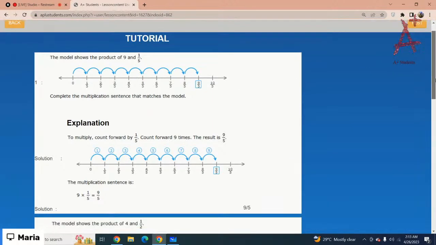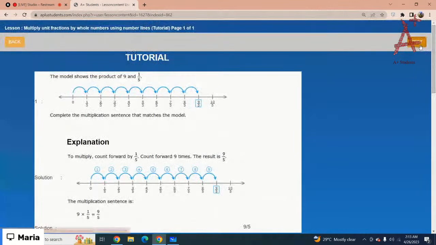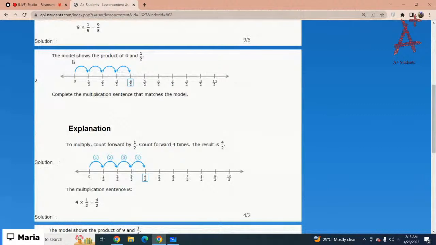Let's just do the practice questions. But here you don't have the practice questions, just a tutorial. So here you can see the model shows the product of 4 and 1 over 2. Complete the multiplication sentence that matches the model. So how do we multiply? We count forward by 1 over 2, and count how many times? 4 times. So the result is 4 over 2. 4 times 1 over 2 equals 4 over 2.